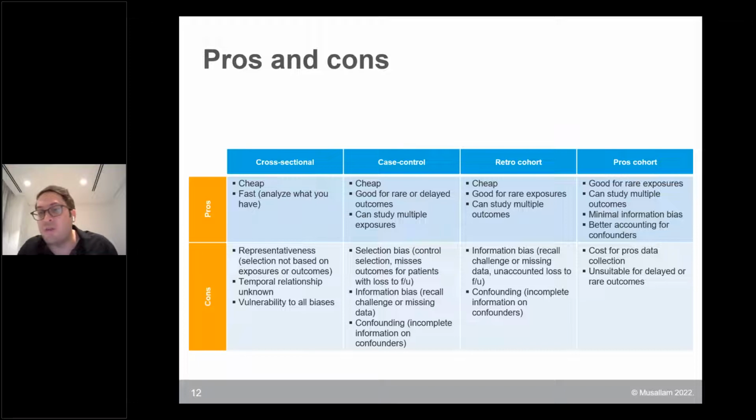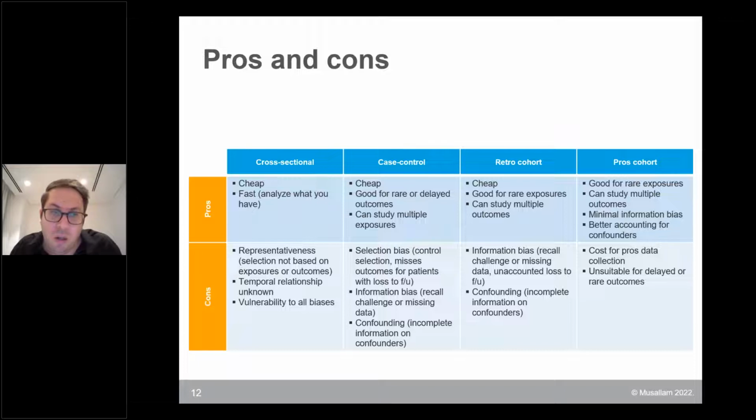In prospective cohorts, obviously, you have much more control. You're more able to find the outcomes that you're looking for, the exposures that you're looking for, because everything is happening in the future. You're not at the mercy of the chart and what was available in them. So there's minimal information bias, and there is better accounting for confounders. And I'll go into these when I talk more on confounding in general as a concept.